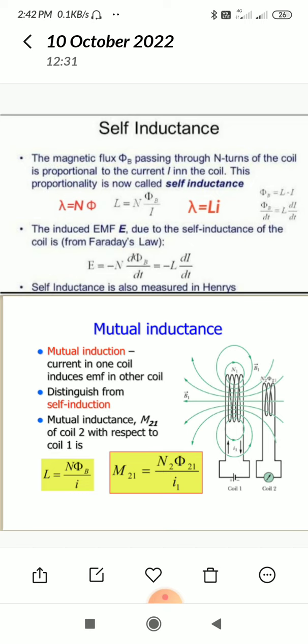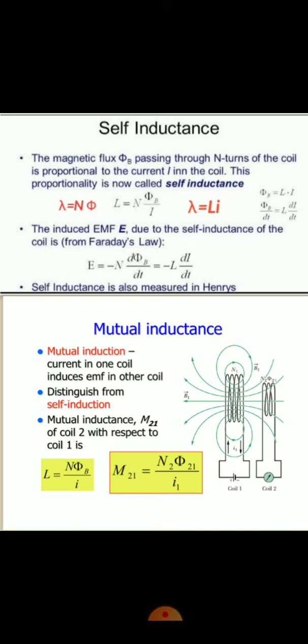So next is mutual inductance. What is mutual inductance? Mutual inductance means induction between two circuits, where one is a primary circuit and another is a secondary circuit. So mutual induction between the primary circuit and the secondary circuit.